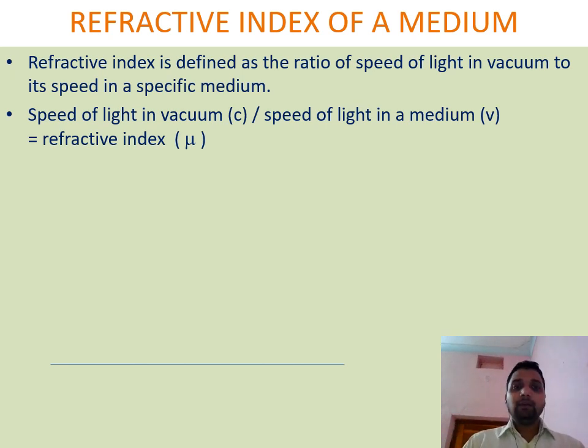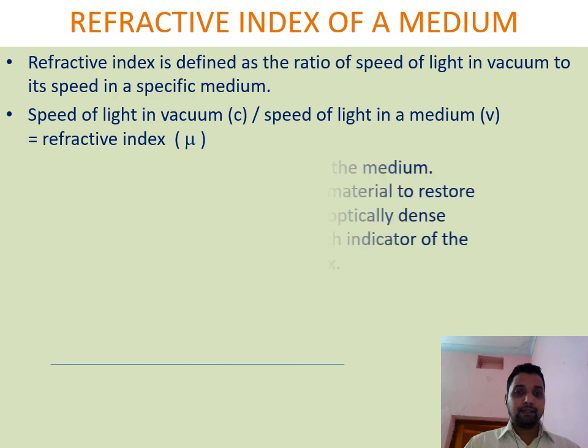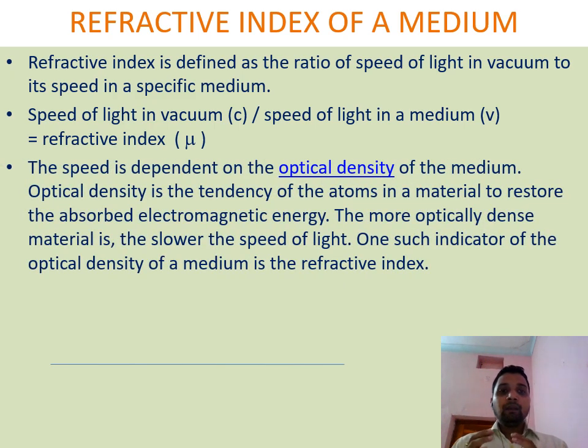Here you can say the ratio between the speed of light in air or vacuum to the speed of light in a given medium is the refractive index. So here we read before about optically rarer or optically denser. What does that optical mean? Optical density.